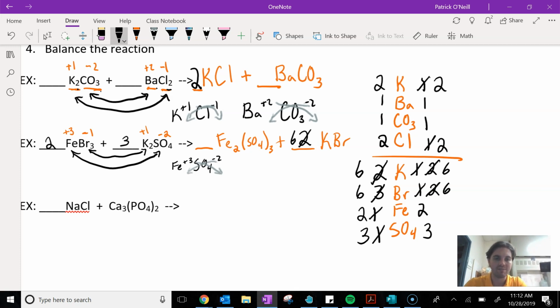It's all balanced out. Okay, so you can kind of see there, it's not always perfect. Sometimes you got to make adjustments. Sometimes you got to go back and change something that you already made. So you got to work with it until you get it balanced out and you have the same amount of them on both sides.